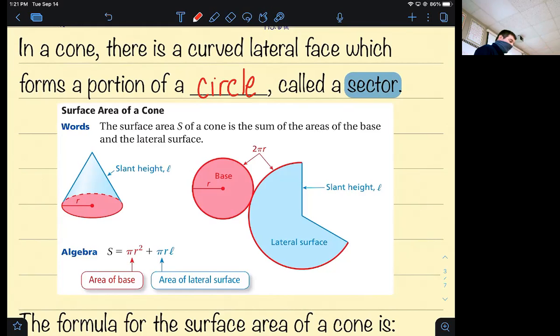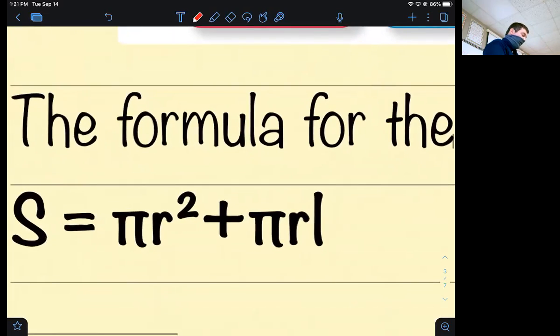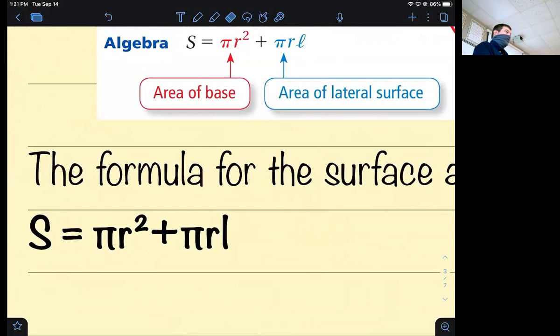So I could stop right here and just say, hey, here's your formula: pi r squared plus pi r L. You know, L, that's an L. I know it looks like a 1, but the font I'm using in Notability makes that L look like a 1. That's an L. I could stop right there and say, all right, you know what you're doing now. There's no point to go on.